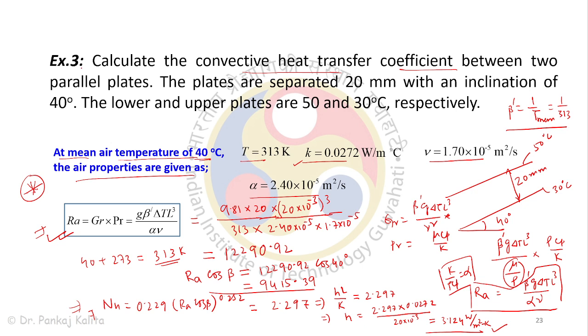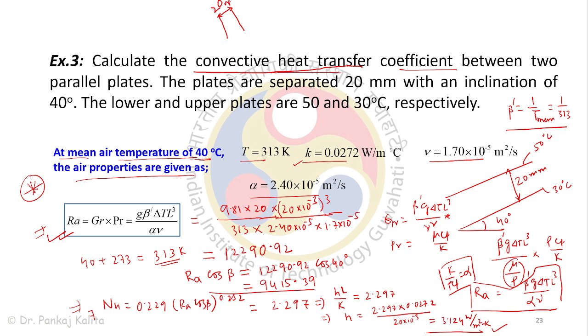Now say this question is there. Calculate the convective heat transfer coefficient between two parallel plates. So we have these two parallel plates. The plates are separated by 20 mm. This distance is given as 20 mm.